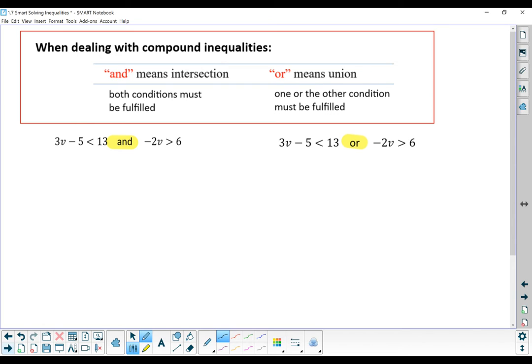Okay, so when you're dealing with compound inequalities in equation form like this, you'll sometimes see the word and, and sometimes see the word or. What we have to do is solve these. And I think one of the best ways to do that is to also use the graph of them to help you figure out what your answer is. So, in math, the word and implies intersection. We're looking for both conditions to be fulfilled. So, we're looking for what you might call the overlap.